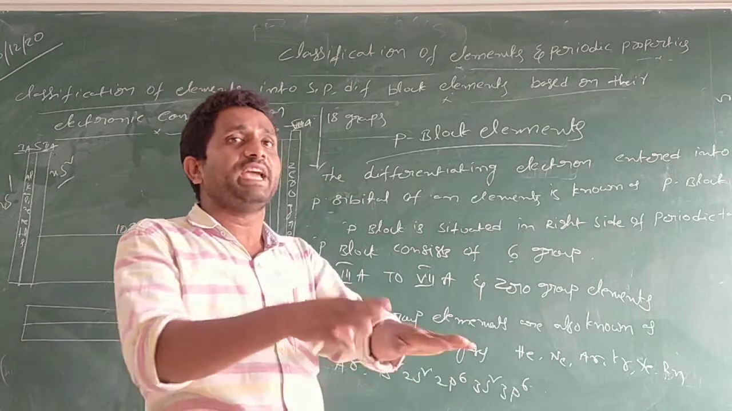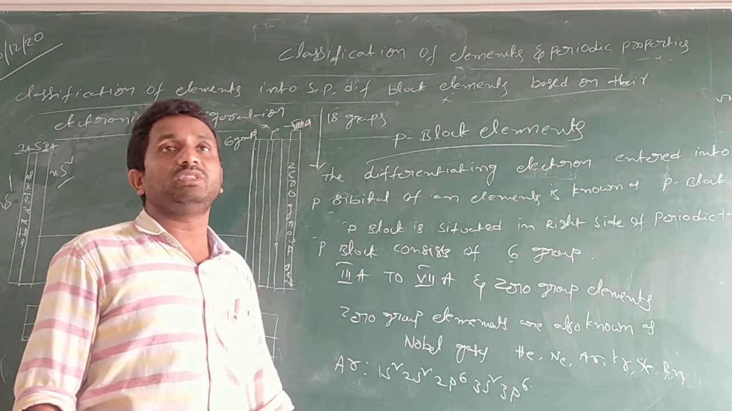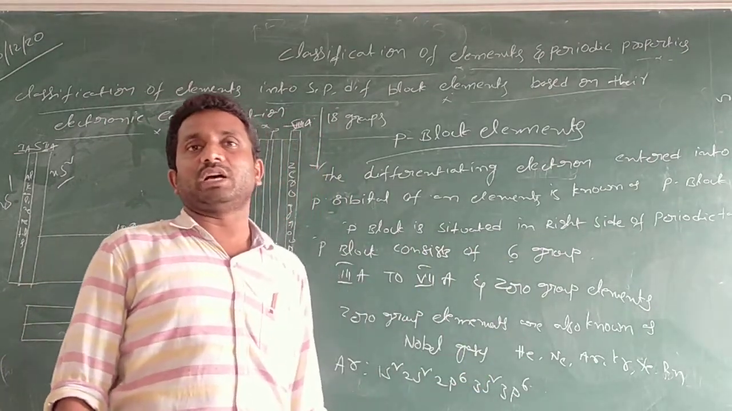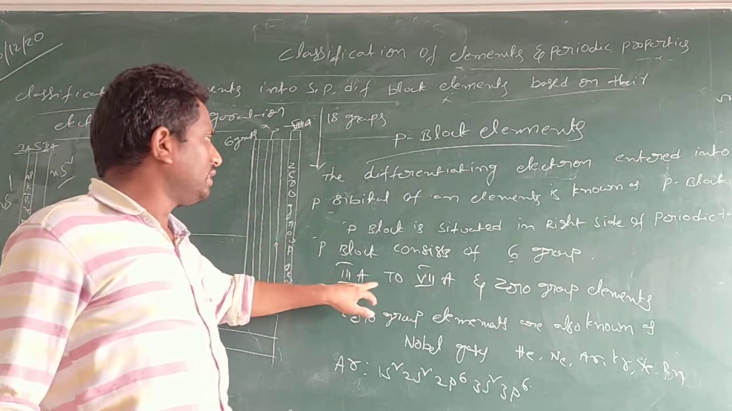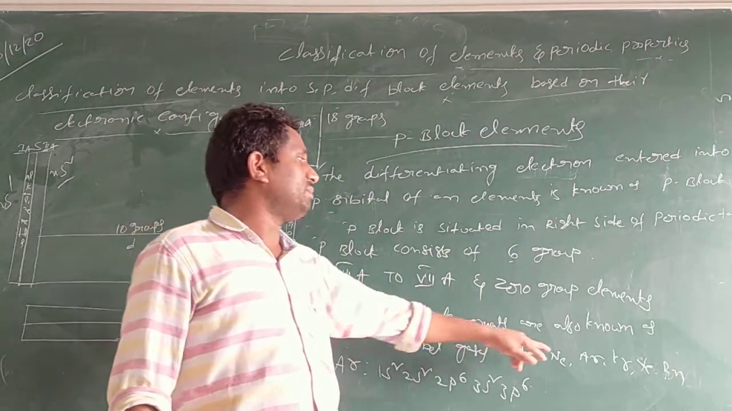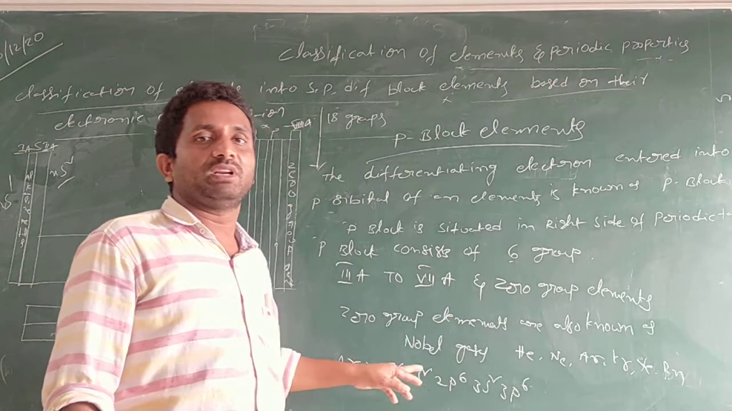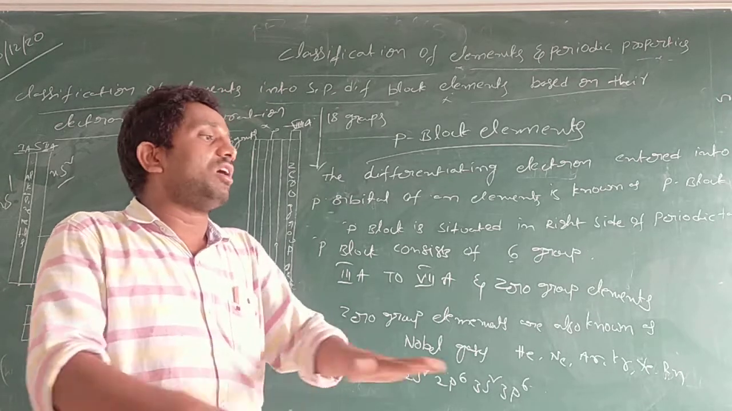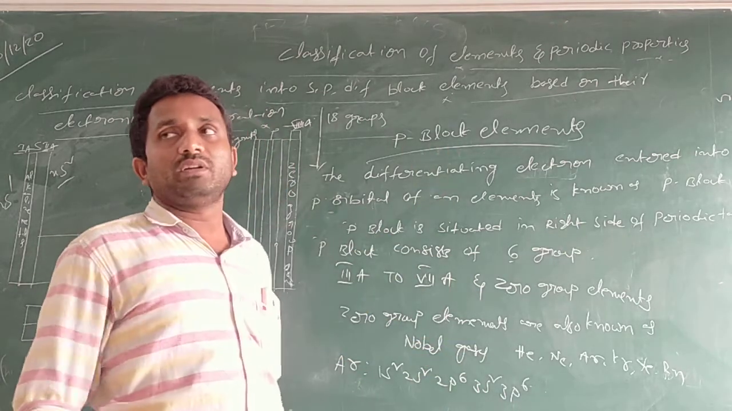This type of configuration is the same for all elements in the 8A group or 0 group, so they are known as noble gases. These are in the gas state and are monoatomic elements. This block consists of 6 groups, 3A to 7A and the 0 group elements. Why are these elements known as 0 group or noble gases? Because their outermost shell is completely filled with electrons, so they are non-reactive monoatomic gases.